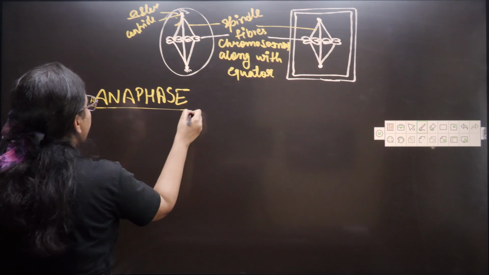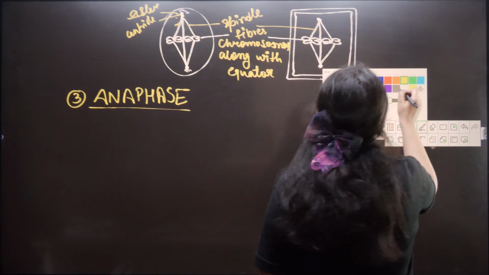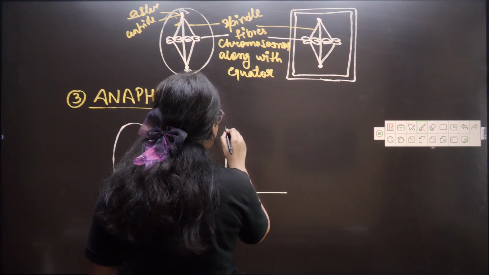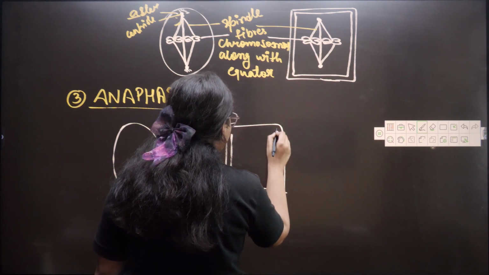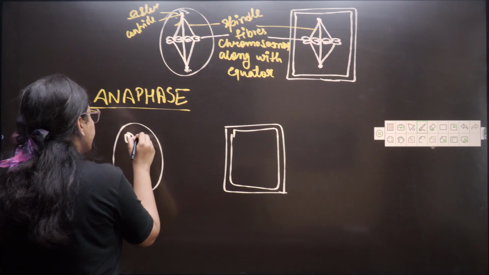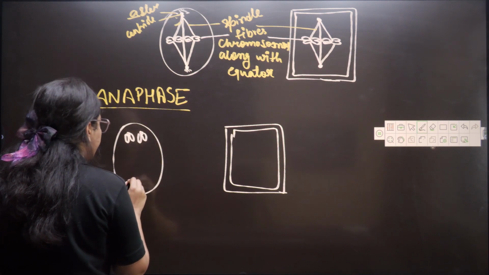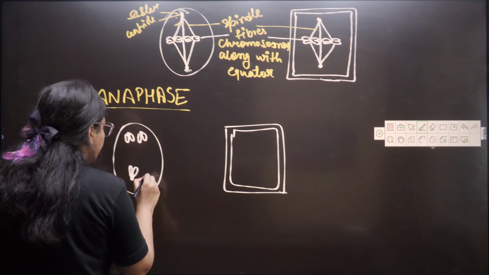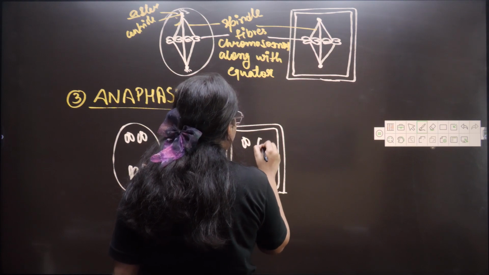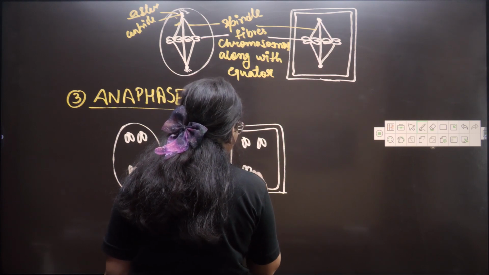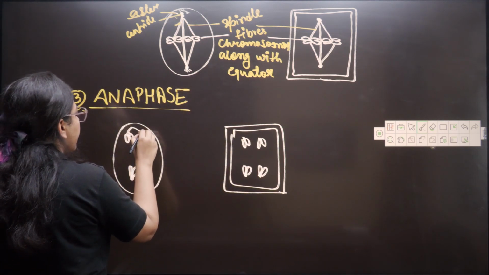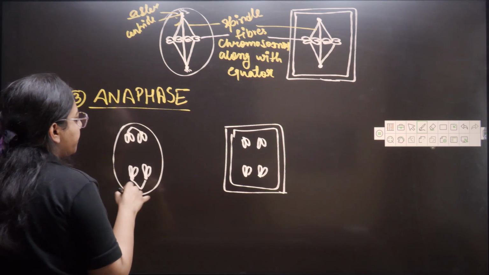Okay, third phase is anaphase. So for anaphase again we are going to draw two cells. One is the animal cell, one is the plant cell. Here what we will draw now, this chromatid will be drawn along with opposite poles, right? Along with opposite poles. Instead of chromosomes, now this is chromatids, along with opposite poles. And then this will be like this way.